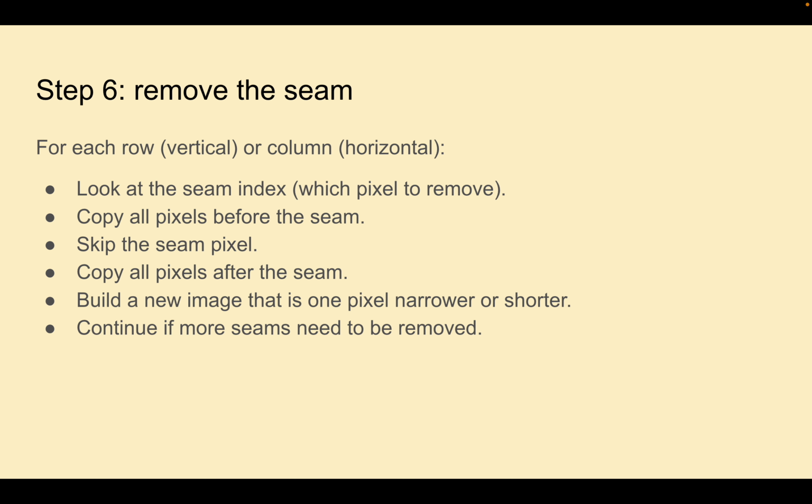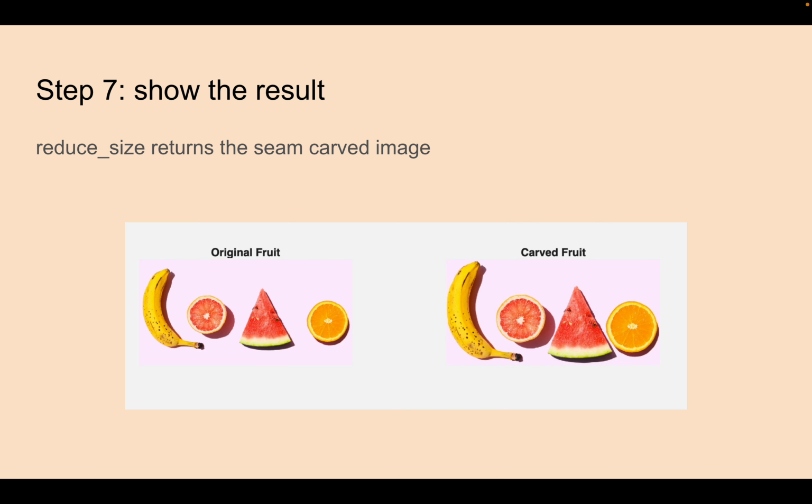After that, we're going to want to remove the seam. For each row, we look at the seam index, which is which pixel to remove, copy all pixels before the seam, then skip the seam pixel, copy all pixels after the seam, and build a new image that is 1 pixel narrower or shorter. Then we continue if more seams need to be removed. Our last step is to show the result, which goes back to our reduce size function.